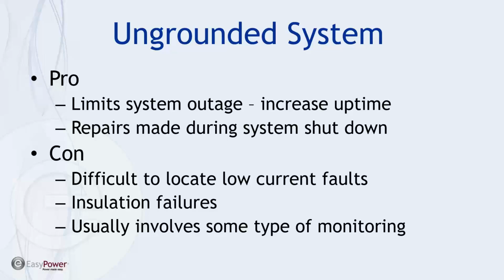The downside of an ungrounded system was sometimes it was difficult to locate a ground fault, especially if you had multiple faults in the system. And since they were caused by insulation failures, they could be widely distributed and consequently even more difficult to find if you're under the time constraints of a shutdown period.